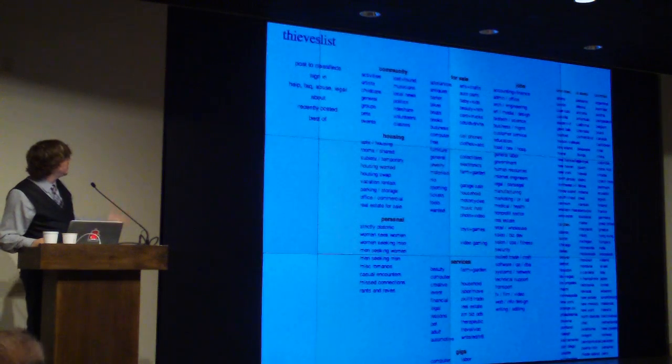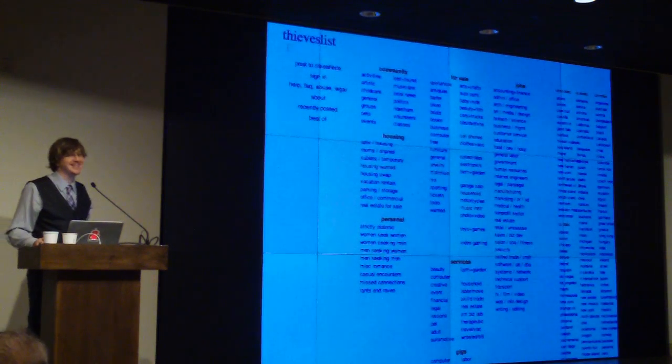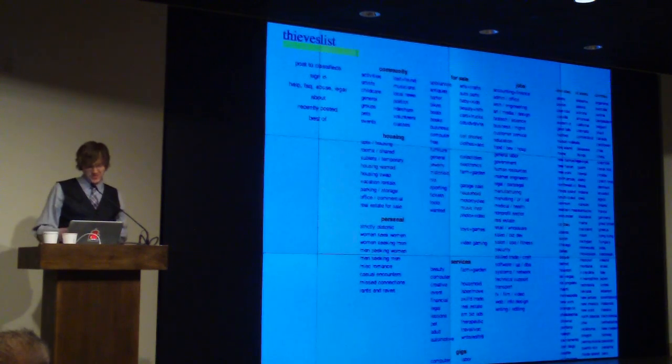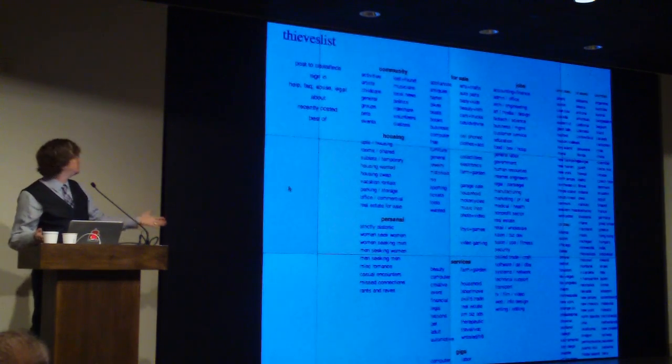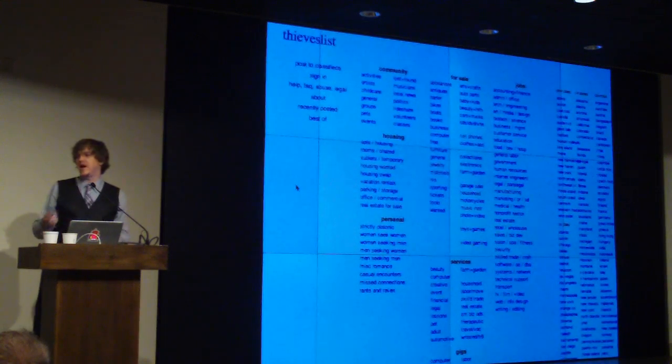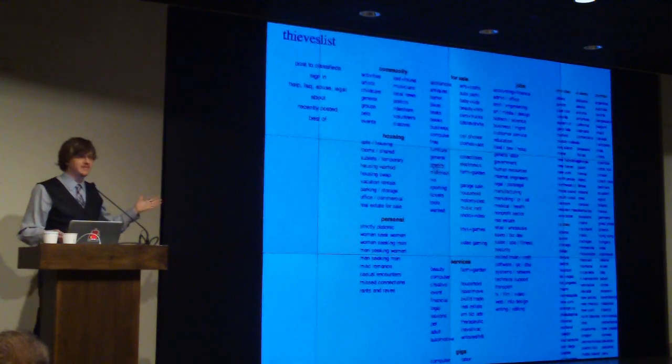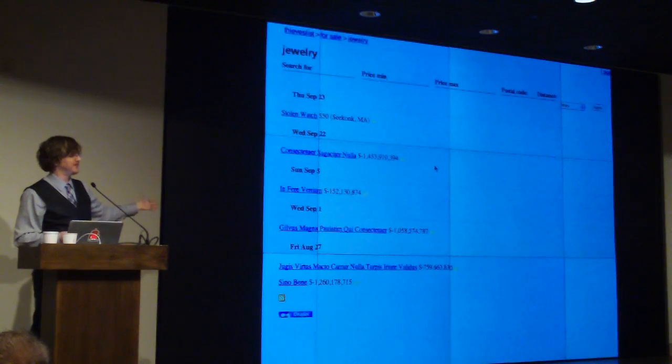This year I built Craigslist in Drupal. This uses views of taxonomy terms on the homepage. It's called Thieves List. The idea being that if you buy something on Craigslist, you're never quite sure if it's stolen or not, but on Thieves List, you're absolutely sure that it's stolen.